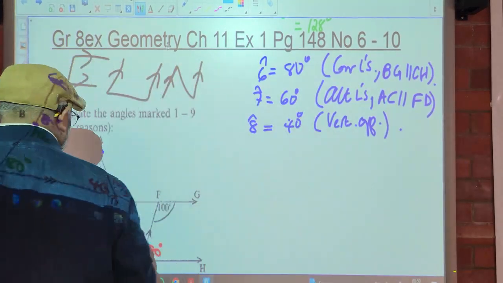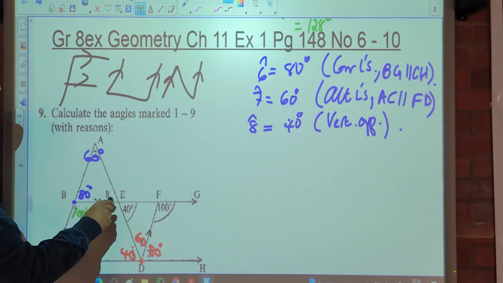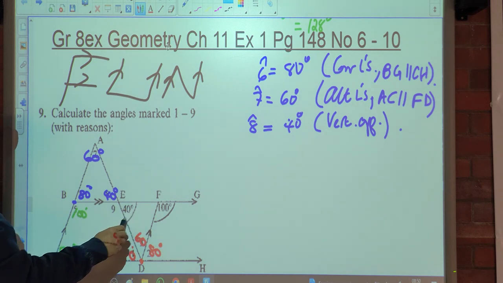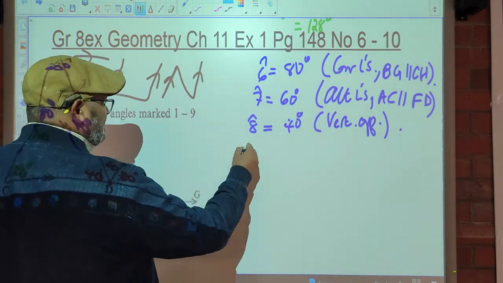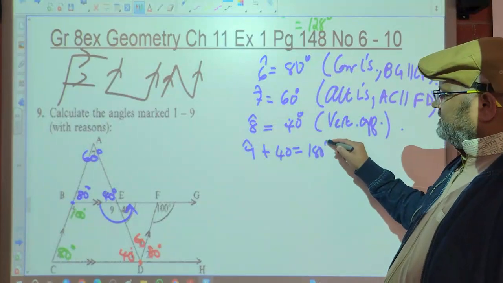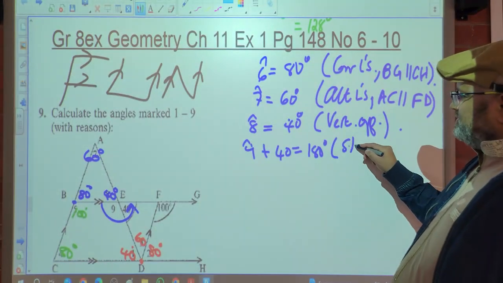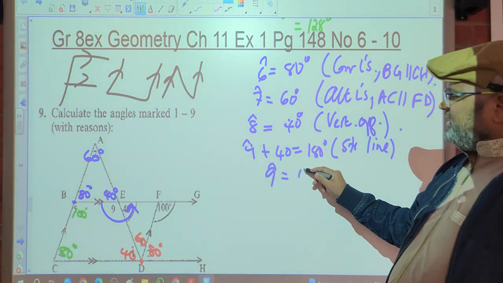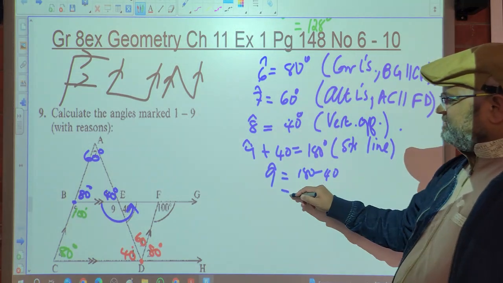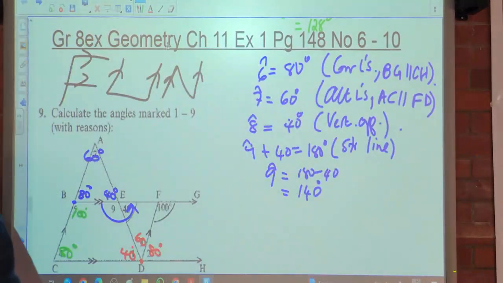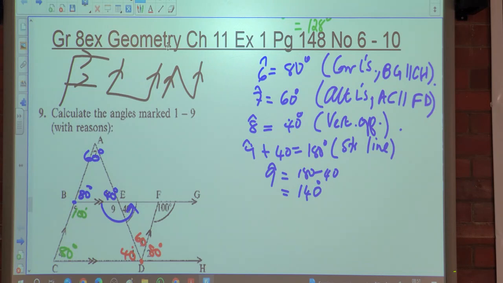Last one, number 9, we spoke about it already. Number 9 is going to be angles on a straight line. So 9 plus 40 is equal to 180. Straight line. Angle 9 is going to give you 180 minus 40, which is? Beautiful, no?